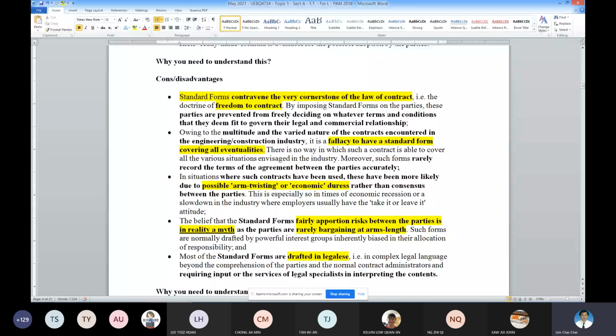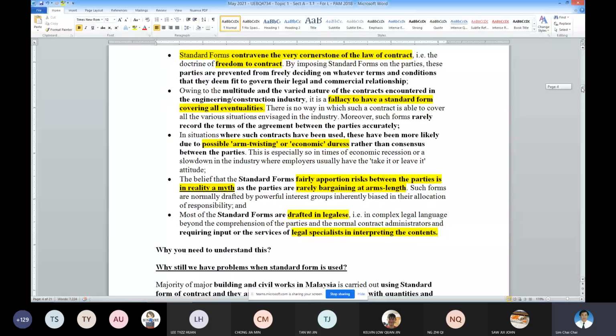So then, as usual, why you need to understand the disadvantages of standard form. So we'll go through this one when we have the tutorial to get a better understanding. Okay, yeah.